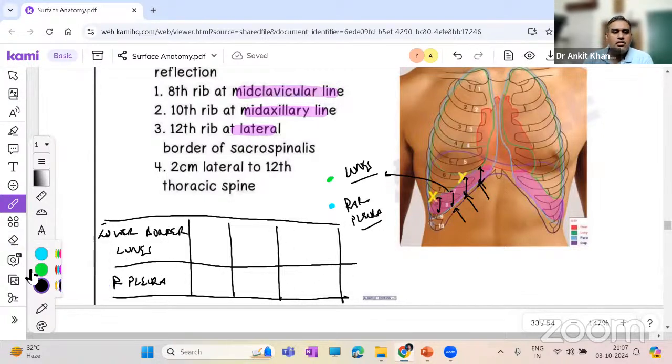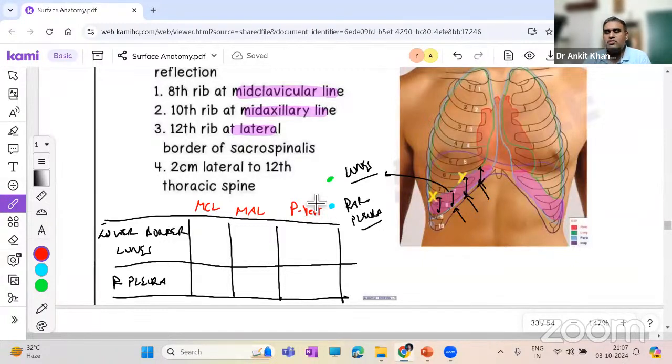Now 3 different parts which are at the mid-clavicular line. This is our clavicle over here. At mid-clavicular line, vertical plane. At mid-axillary line, between the anterior and posterior axillary border, mid-axillary line. And if you go behind, paravertebral. That is where you have the sacrospinalis muscle, just lateral to the vertebrae. So we are tracing the lungs and the pleura from front, from side, from back, basically from all the areas.